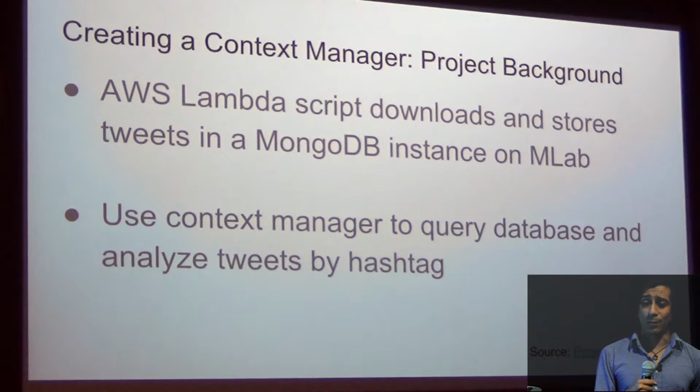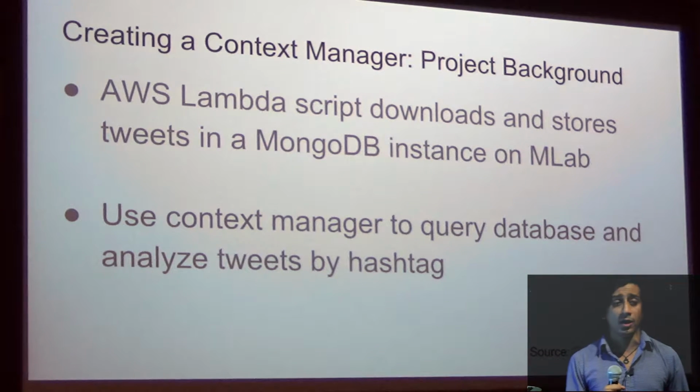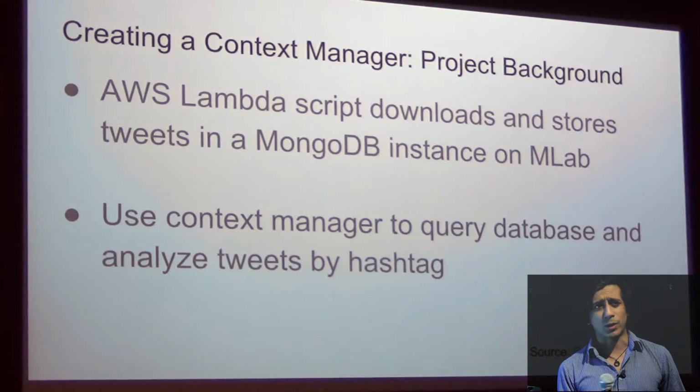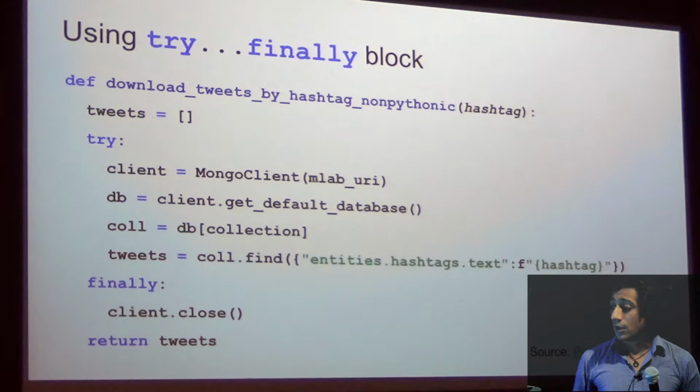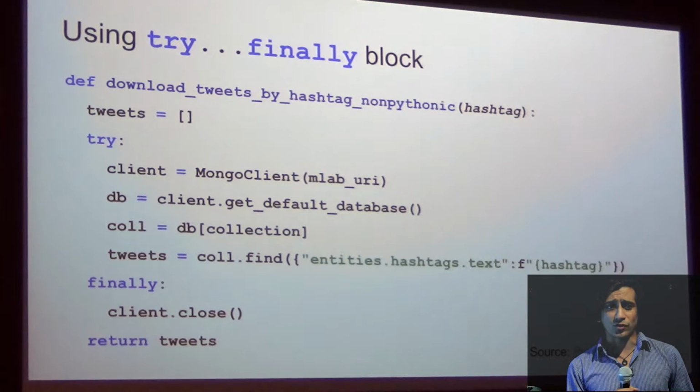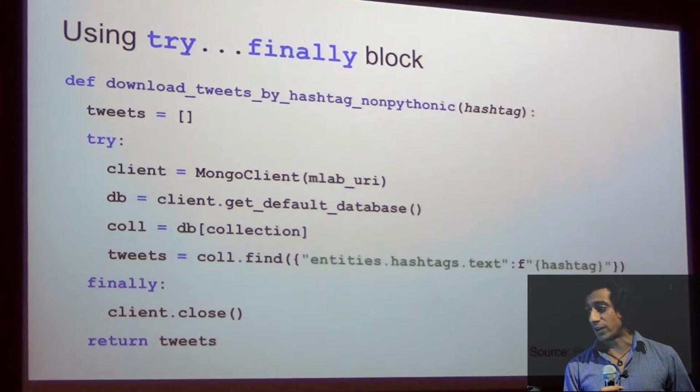So let's talk about the example project I used context managers in. I have a script running on AWS Lambda that goes to my Twitter feed, grabs the latest post every 6 or 12 hours, and throws it into a Mongo instance running on mLab. So I wanted to write a context manager to query the database, query the collection, and analyze the tweets by hashtag. Before we start using context managers, let's see the old paradigm with the try finally block.